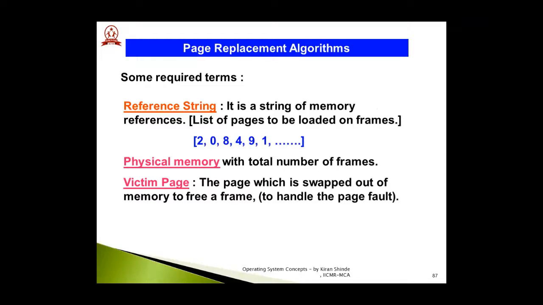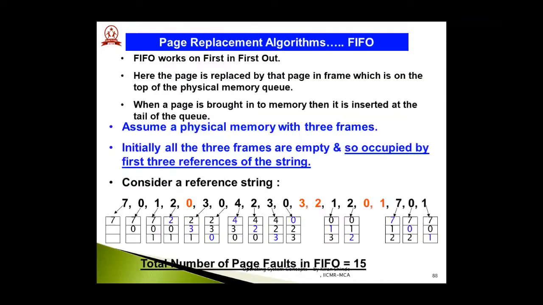And victim page is the page which is swapped out of the memory to free a frame. Okay, so with these 3 concepts, we will start with the first algorithm, which is very simple to understand, which is called first in, first out. This algorithm works on a first in, first out basis.